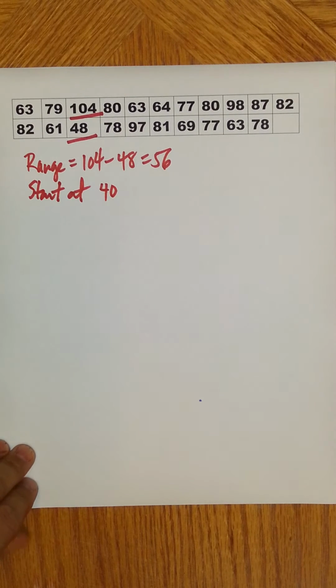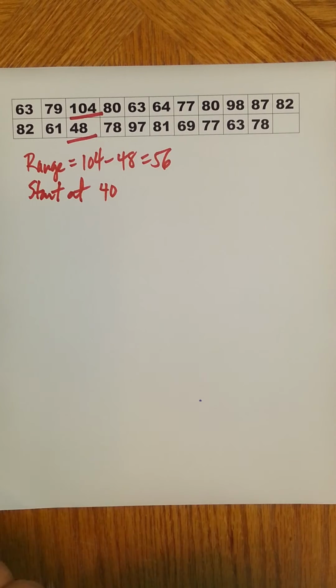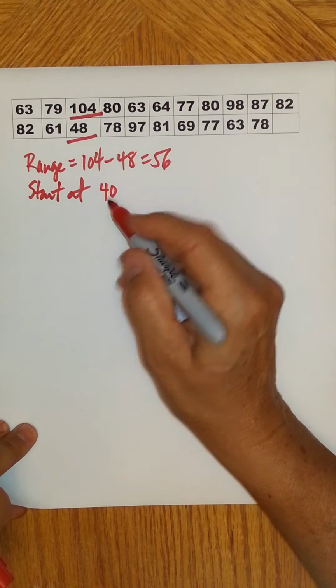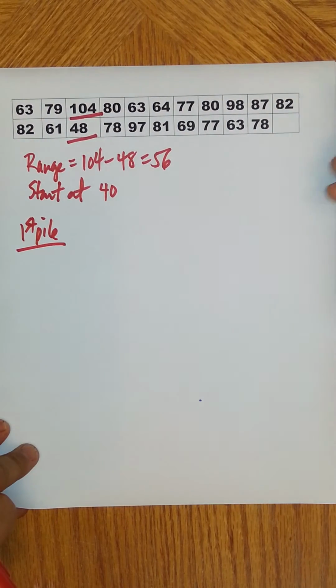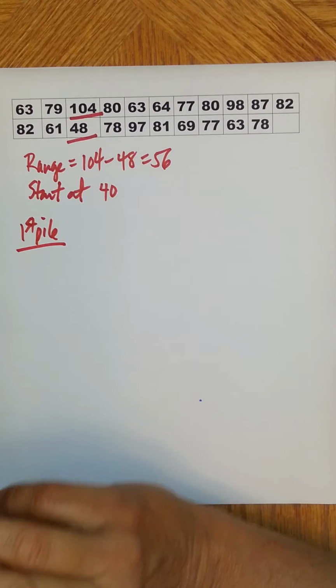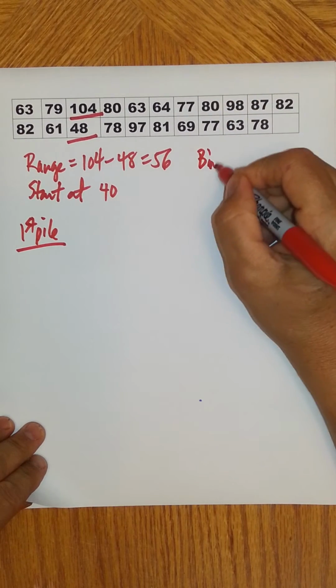Okay? Now, what we're going to do then is take a look at what values would come into the piles. So if I want to look at my first pile, what I would say is I would allow values. Oh, and let's see here. Let me write down that we want a bin width of 10.